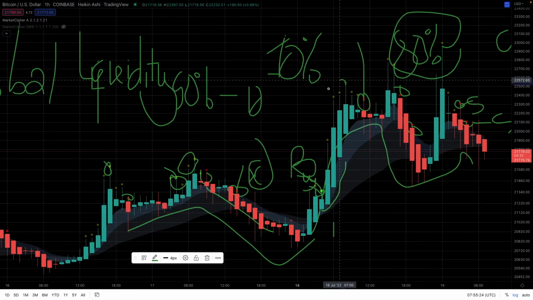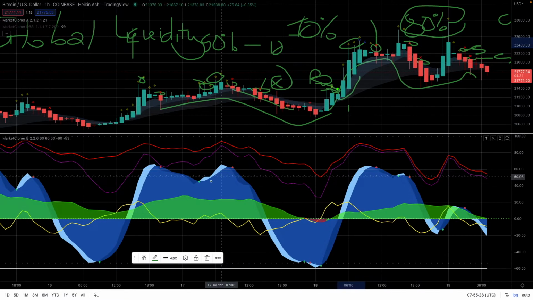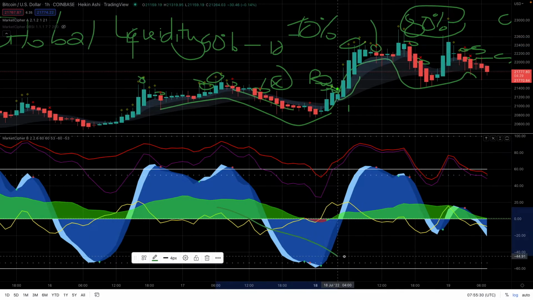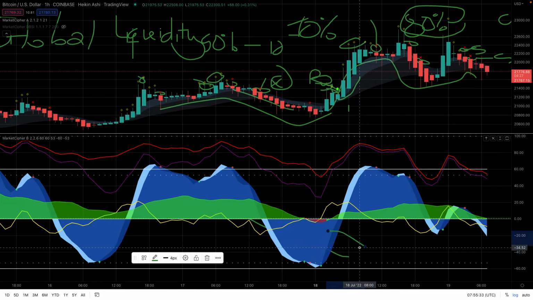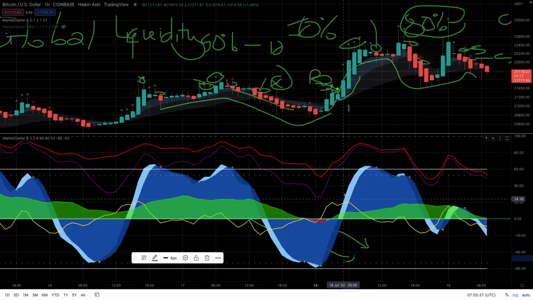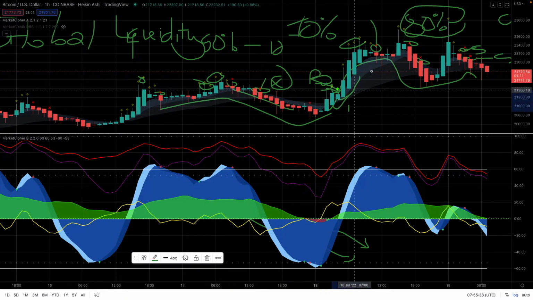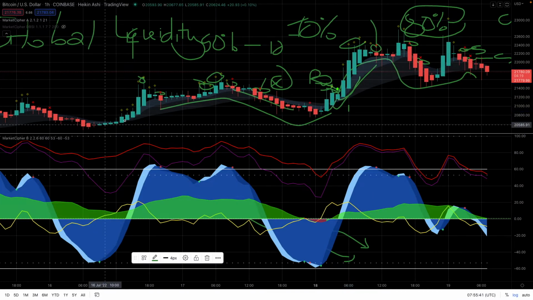So how do you track the global liquidity of an asset? That's why I will recommend Market Cipher to you. It gives you the global liquidity backing an asset and the momentum backing the asset as well. And these are the oscillators that push price up.